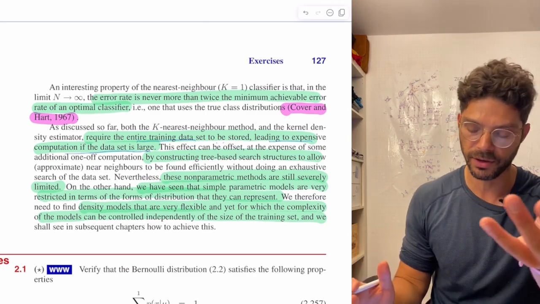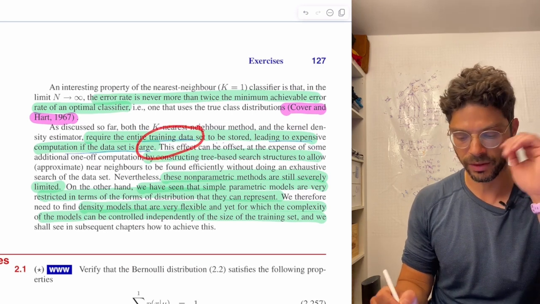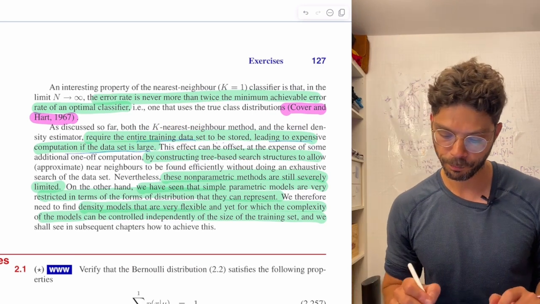I mean, okay, so we saw the nearest neighbor. It's not really a probability. Yeah, maybe you have to store the data set, but there are ways around that. So I wish he'd gone into this a bit more.